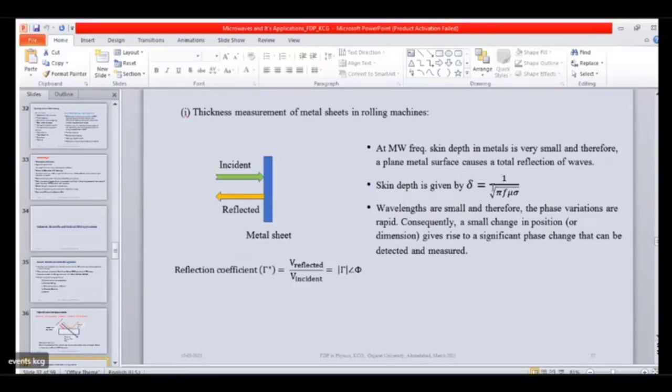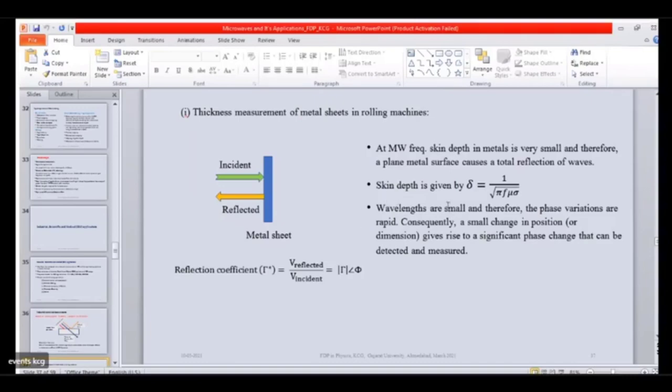The skin depth of electromagnetic radiation is given by this equation. It is 1 divided by the square root of pi f mu sigma. So it depends upon the frequency of the signal as well as the material property. Mu is the permeability of the material, and sigma is the conductivity of the material. So the skin depth of the electromagnetic radiation depends upon the material property.